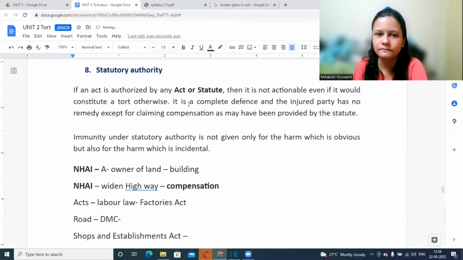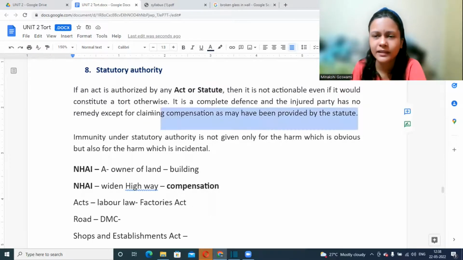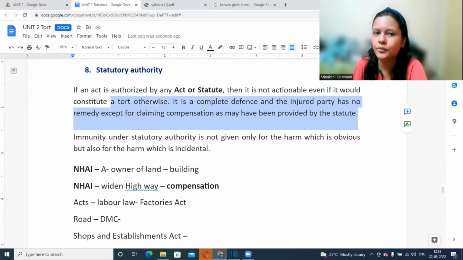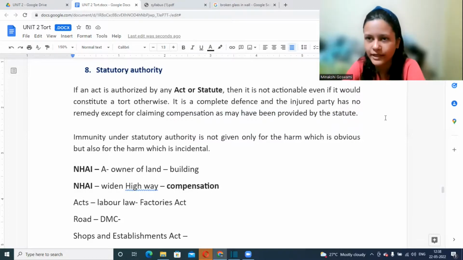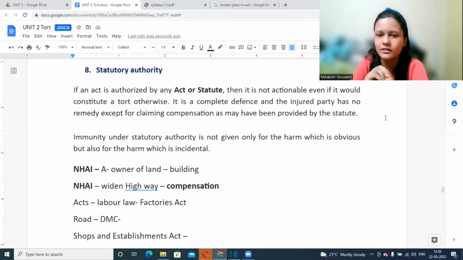Got it. So it's the same thing with the people who come home for the raid and all. They have the same authority for raid, right? Correct. So it is a complete defense, and the injured person has no remedy except claiming compensation in case they used more power than what was given, or some compensation is mentioned under the act. If something is mentioned under the act, only that they can claim. They cannot say that it is trespass or something like that. So it is a very strong defense which we have.